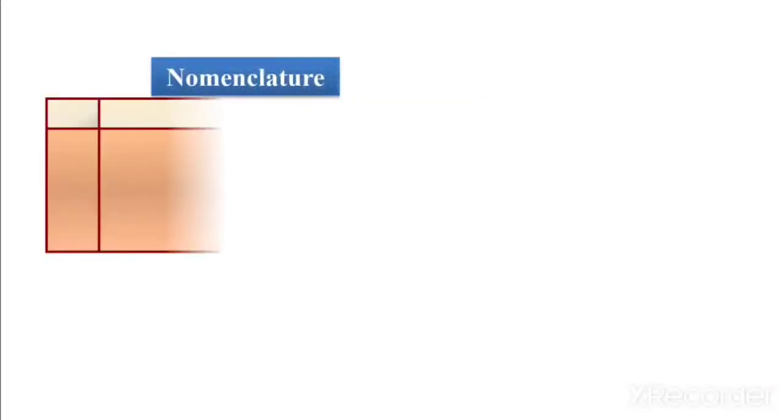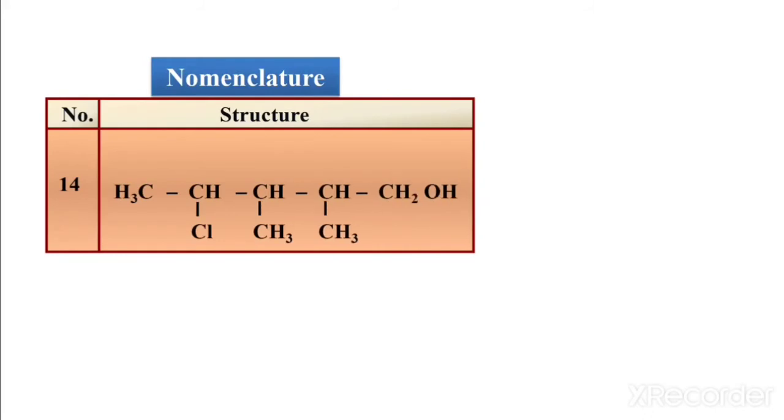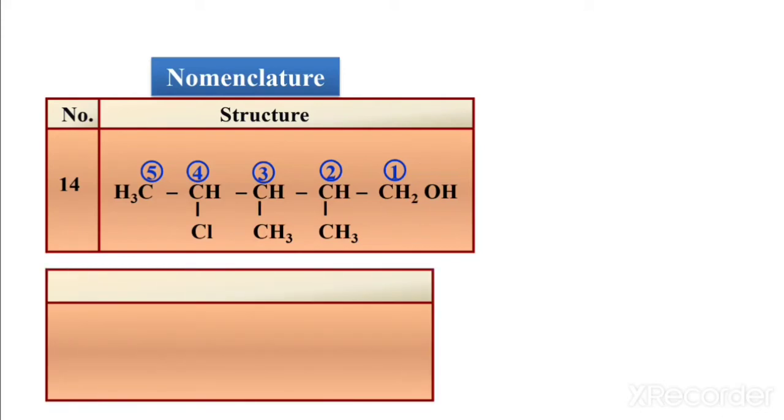Okay, next example, the nomenclature. Here, and this is again a big structure. For IUPAC nomenclature, again first start the numbering, always numbering starting nearest to the hydroxyl group, therefore this 1, 2, 3, 4, 5, and here the IUPAC name of this compound.